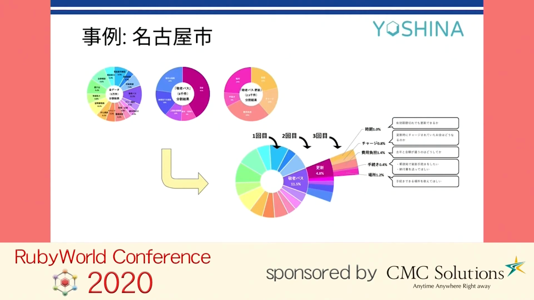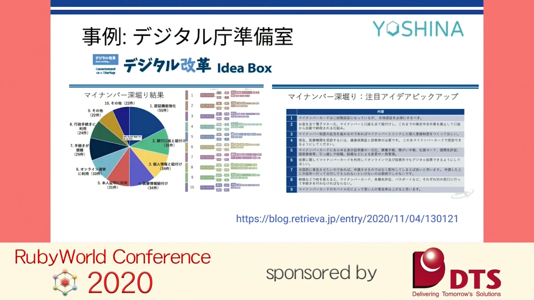And at the end, for example, my pass is already expired. Can I still renew it? And also, what about the cost for renewing the senior citizens pass? So you can see these are frequently asked questions as a result. And next is an example of the government's preparation office for the digital agency. This site is called the Digital Reform Idea Box.